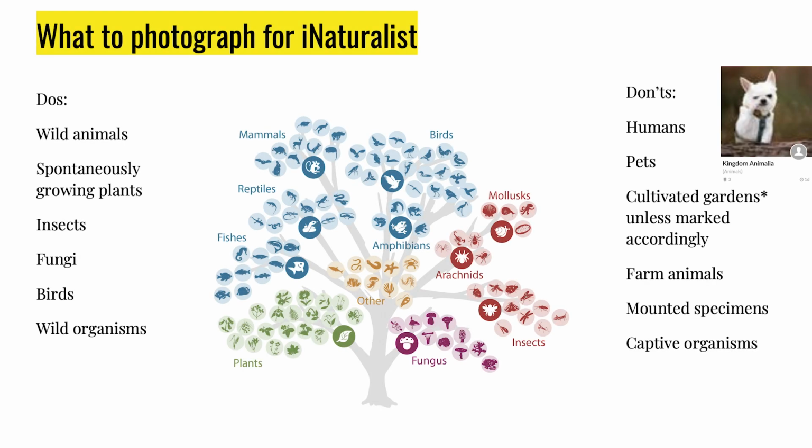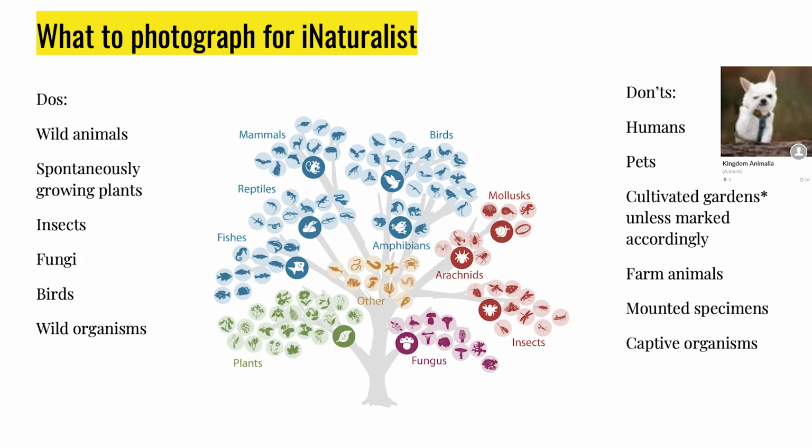What to photograph for iNaturalist? Do's and don'ts. Do's: wild animals, spontaneously growing plants. So obviously not tulips in your yard that you planted. Insects, fungi, birds, wild organisms.